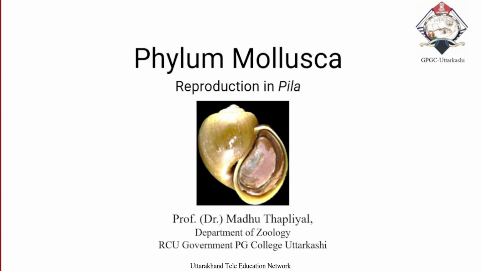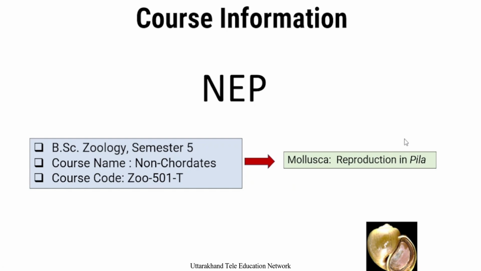Today I am going to talk about Phylum Mollusca and the reproduction in Pila. In my previous lecture, I discussed the pallial complex in Pila and the general characteristics of Pila. This is the syllabus of BSc Zoology semester 5th according to National Education Policy, and the course name is Non-chordates and course code is Zoo 501T.